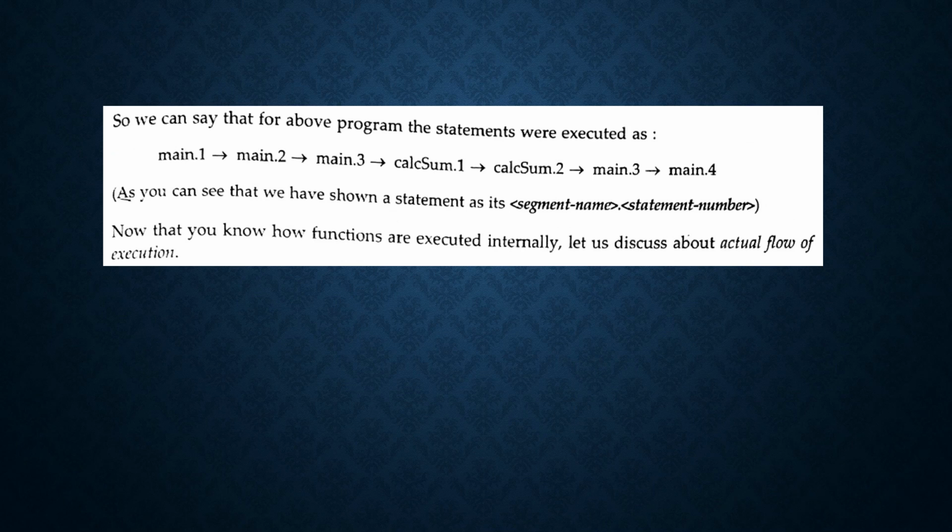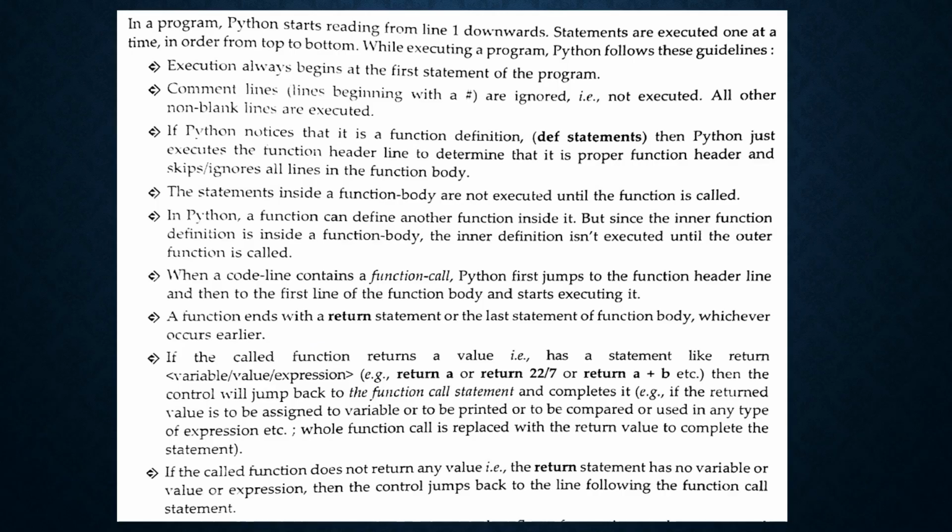Okay, next move on to the next topic. In a program, Python starts reading from line 1 downwards. Statements are executed one at a time in order from top to bottom. While executing a program, Python follows some guidelines. So what are the guidelines? Just go through this one.